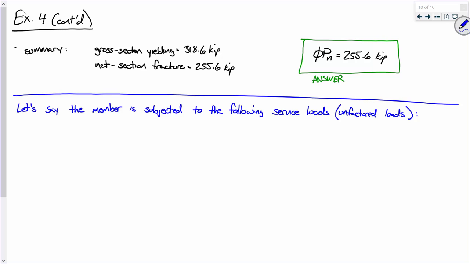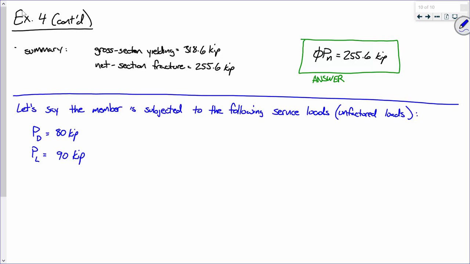So let's say that the member is subjected to the following loads. I'm just coming up with some values. So we'll say it's subjected to a dead load of 80 kips and a live load of 90 kips. And for the sake of discussion, let's assume that that 90 kips has already undergone the whole live load reduction stuff that we talked about in concrete design. So we've already reduced it and we've got a value of 90 kips. Let's just keep it basic.